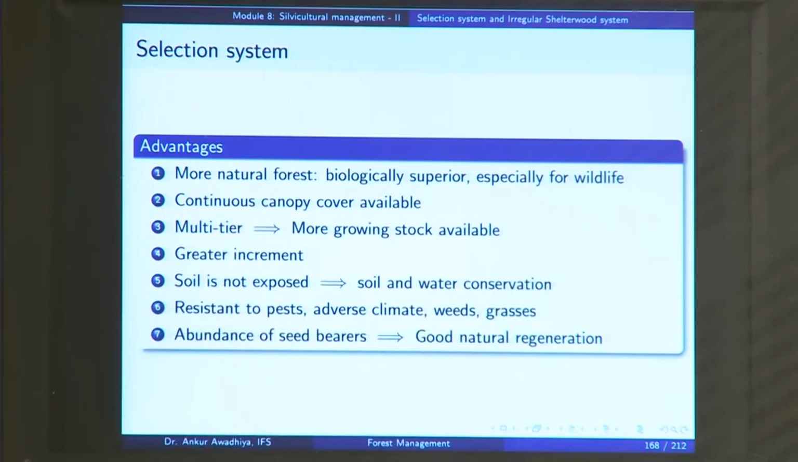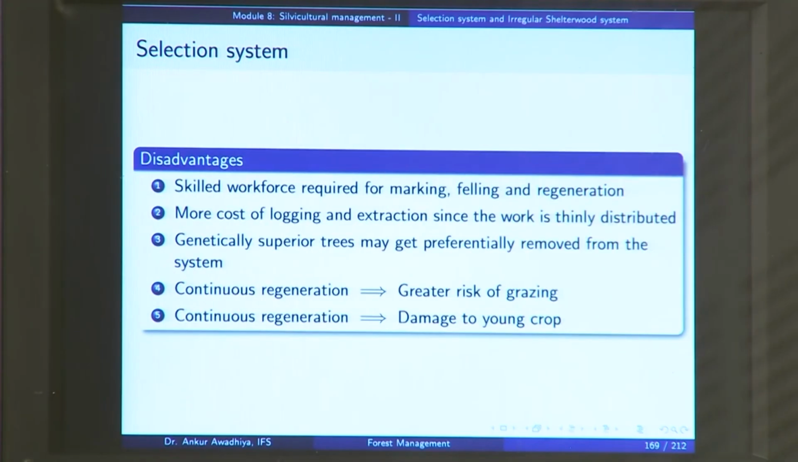So, there is less chance of infestation by weeds or grasses, and it is also resistant to pest, because you do not have a situation in which you have very old trees which have reduced immunity, and so they become very highly susceptible to the pests. So, you have a number of mature trees, a number of young trees, and so this is resistant to the impact of pests. Then there is an abundance of seed bearers which ensures a very good natural regeneration. However, you also have certain disadvantages.